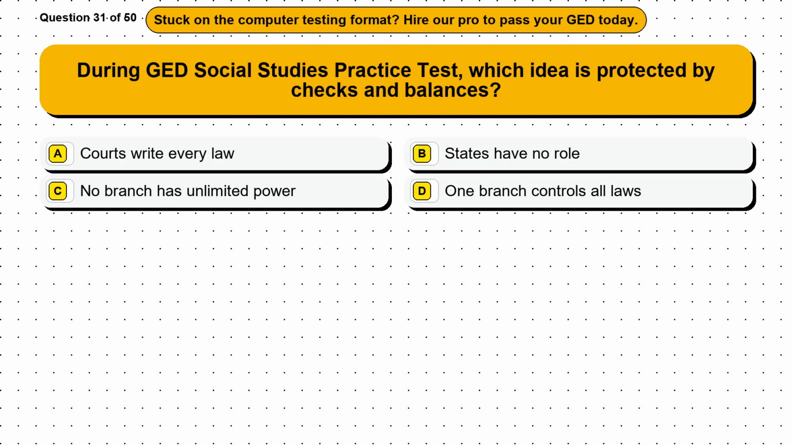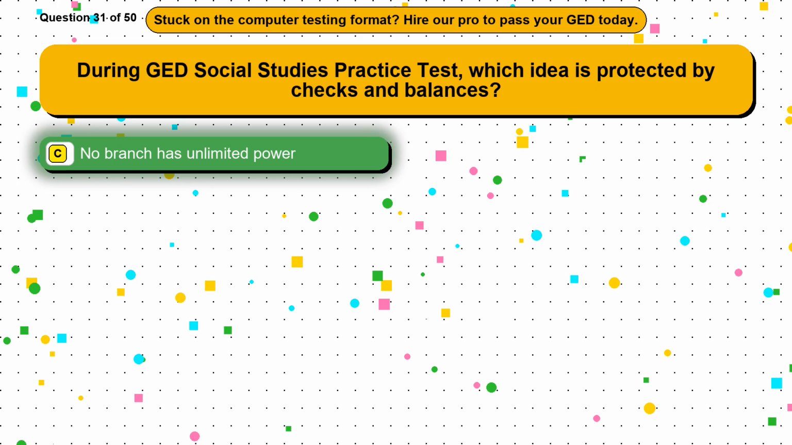Question 31. During GED Social Studies practice test, which idea is protected by checks and balances? Option A, courts write every law. Option B, states have no role. Option C, no branch has unlimited power. Option D, one branch controls all laws. The correct answer is option C.